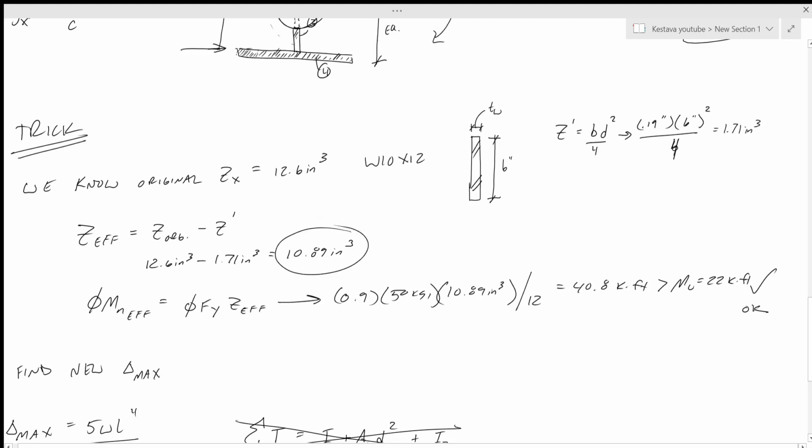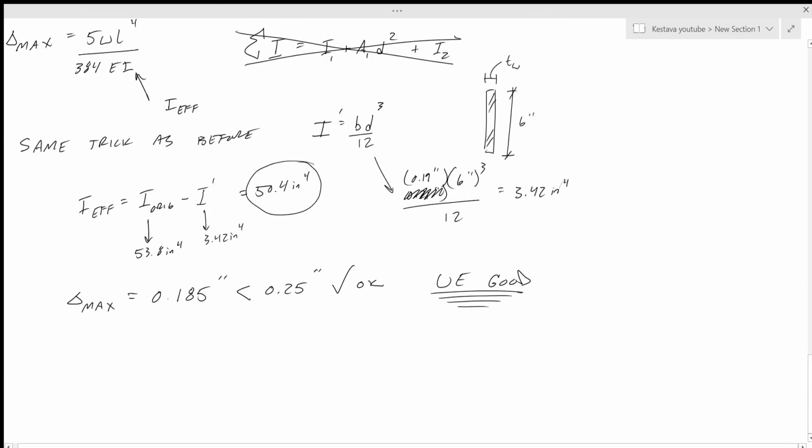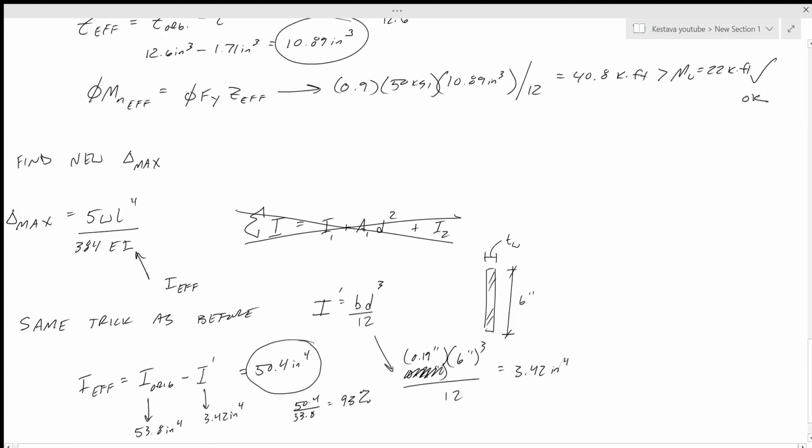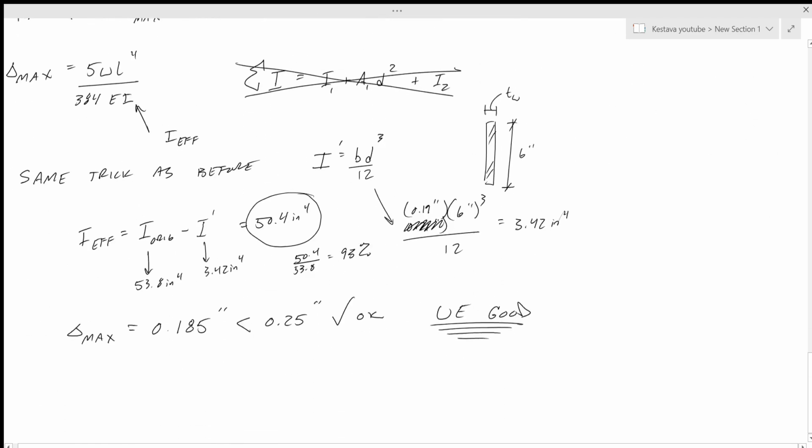A fun little thing to do is Z effective over Z original, 12.6, that's still going to be 86% capacity. So it's a 14% reduction in terms of Z, and then your I, it's even less. That one is 93% capacity, so it's a 7% reduction in your geometry. So really not a lot of change there. But yeah, that is it for today's example.